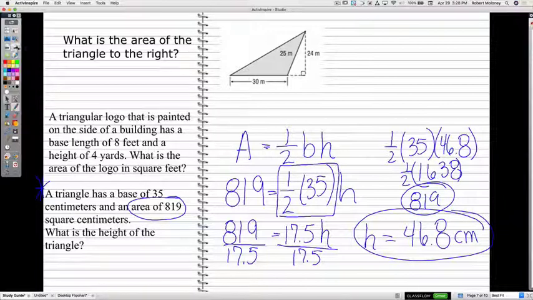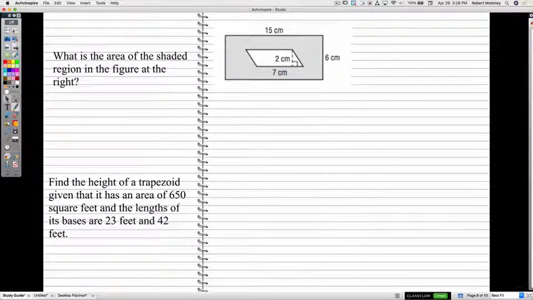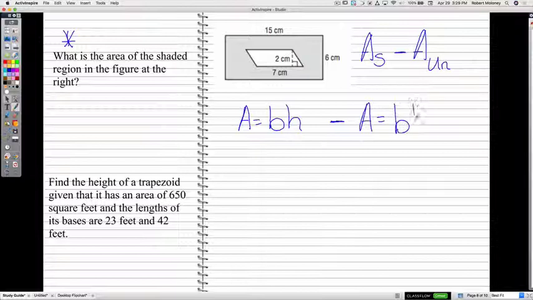All right, let's take a look at the next one. Let's take a look at the compound area. This one on the top, the area of the shaded region in the figure. There are two ways to do this, but the easiest way is to find the area of the whole figure and subtract the area of the unshaded region. That's a parallelogram, so its area equals base times height. And the one below it is another parallelogram, so we're going to subtract the area of that one, base times height.